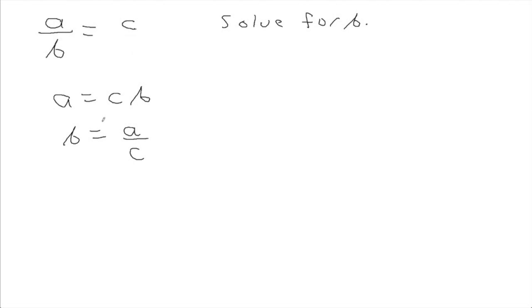Now, how did you go from the second line to the third line? I divided both sides by C. Okay, excellent. That's a good approach. I just wanted to point out that another approach you could use is multiply both sides by 1 over C. When you do that, what do you get on the left-hand side? A over C, because that's how you multiply fractions. And what do you get on the right-hand side? CB over C. And then that cancels out to just B.